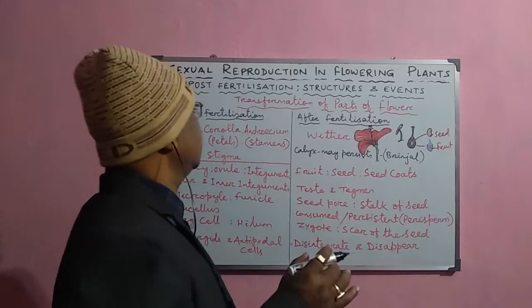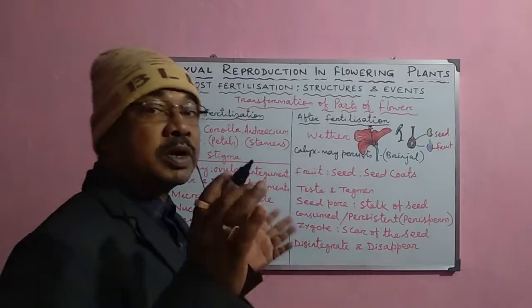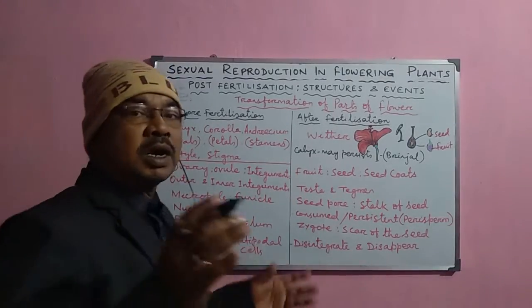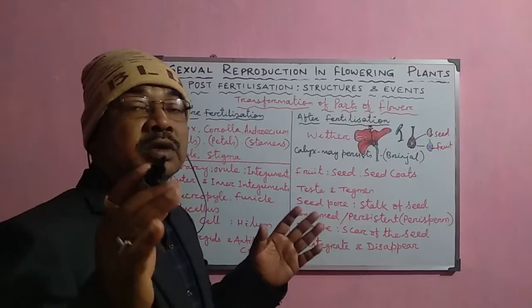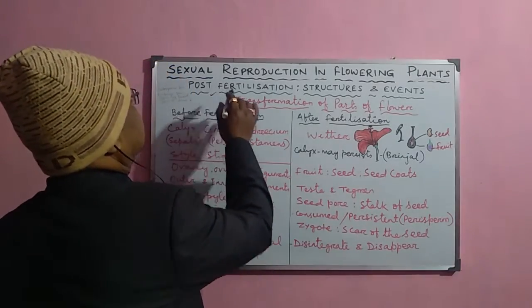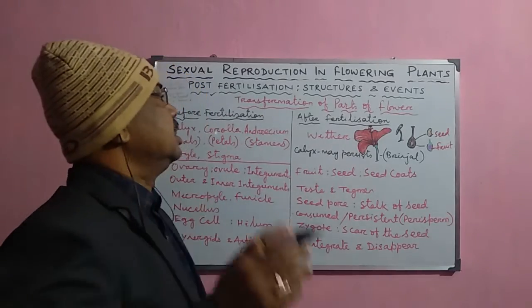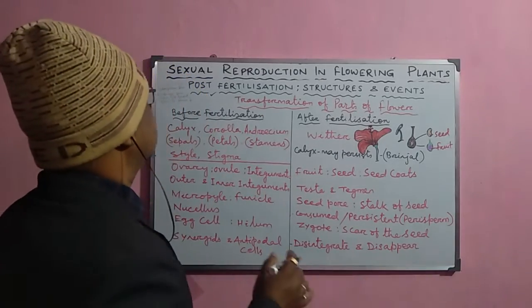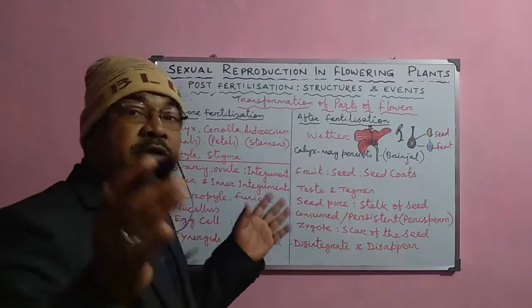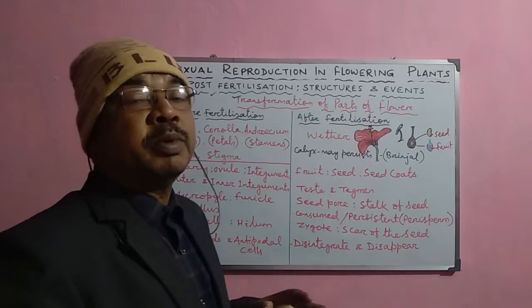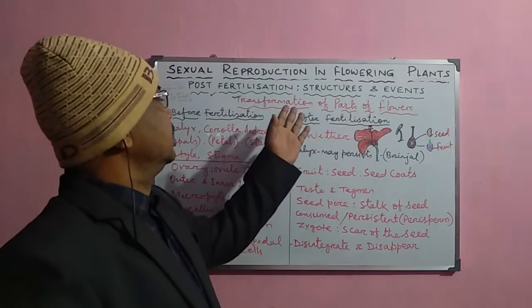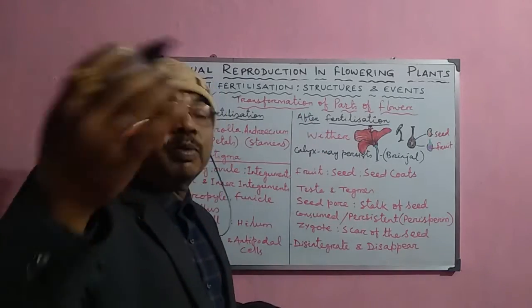Now, we have already discussed fertilization, how fertilization occurred in the flowering plant. Now, after fertilization, what are the different events going on in the flowering plant? After fertilization, these events are called post-fertilization events. And this post-fertilization event normally starts from the transformation of the different parts of the flower. Actually, the different parts of the flower are responsible for the formation of different parts after fertilization.